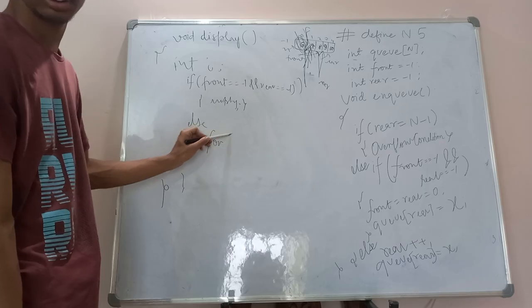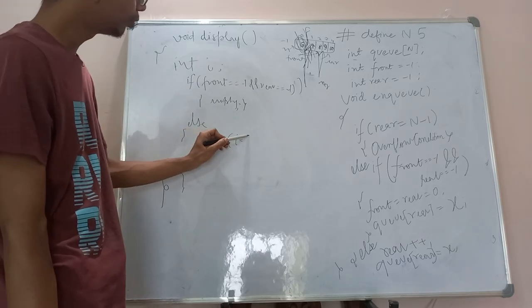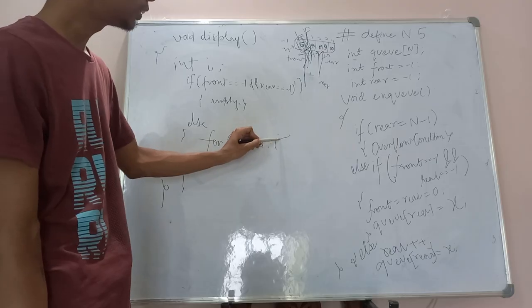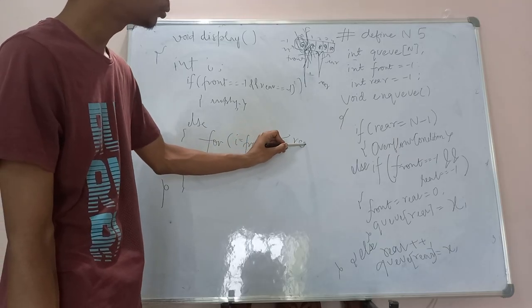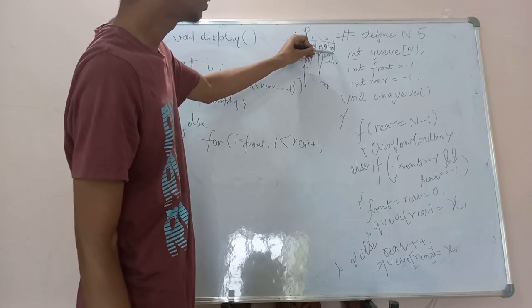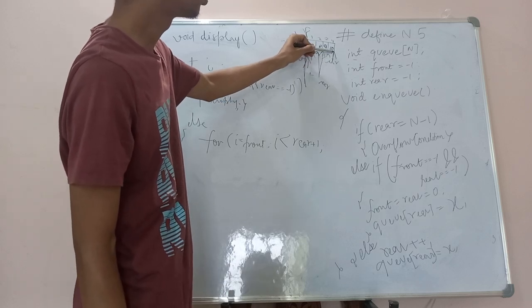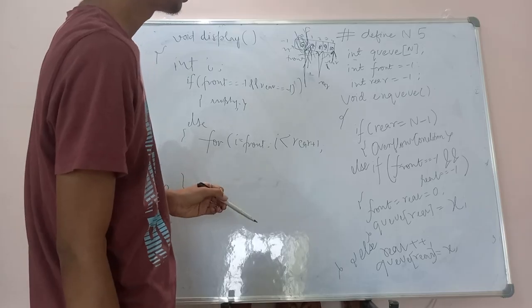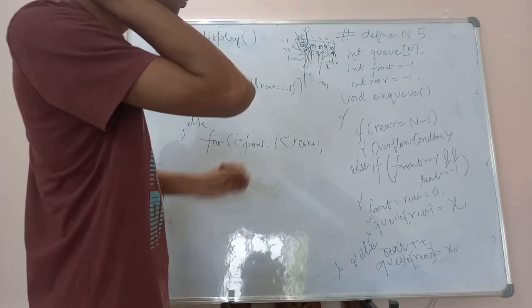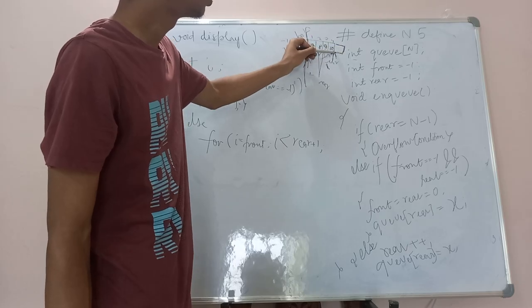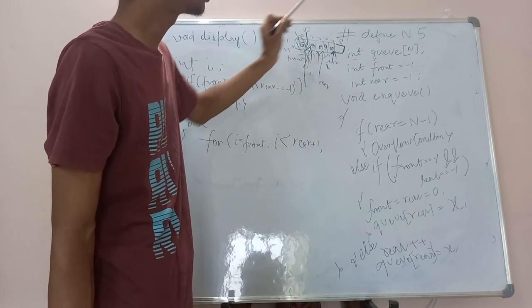For i equal to front, right? Then i less than rear plus 1, right? Rear is here, this is my rear, right? And rear plus 1 will be this, right? Suppose this is 5.